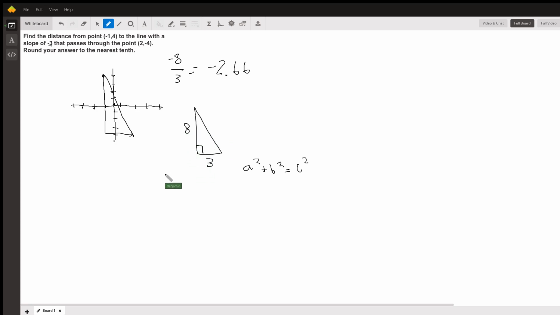So we have 8 squared as our a plus 3 squared is equal to our c squared. And so 8 squared is 64, 3 squared is 9, 64 plus 9 is equal to 73, so c squared is equal to 73, and so that means c is equal to root 73. If you want to round that to the nearest tenth, I'll do that on my calculator right now. And we get 8.5.